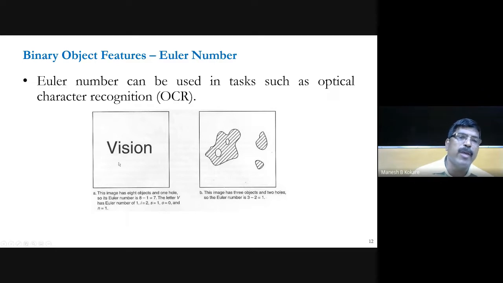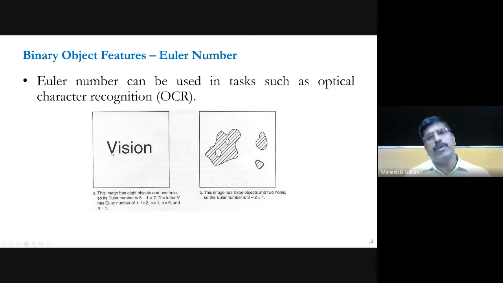So for the entire image, how many connected components are there? For V, there is one connected component. For I, there are two connected components, so in total 3. For S, one more connected component, so 4. Then again for I, there are two more connected components, so 6. For O, there is one connected component, that is 7, and for N there is one more connected component. So the total number of connected components in this image is 8. And how many holes are there? Only in the O there is one hole. So C is 8 and H is 1, so the Euler number of this entire image will be 7.